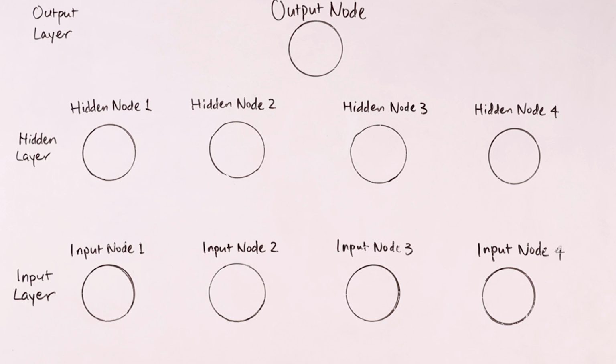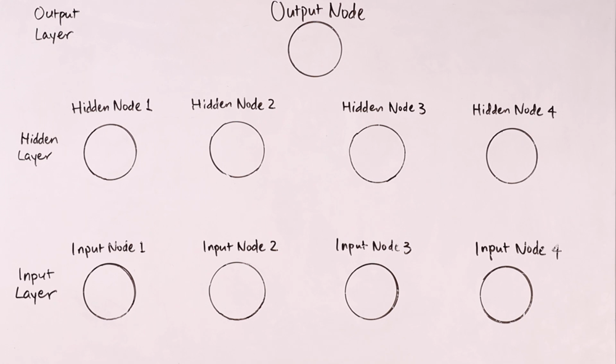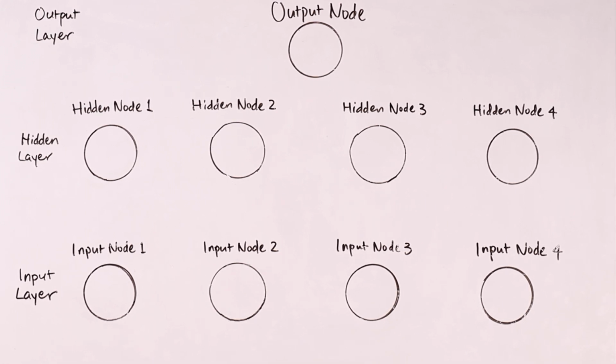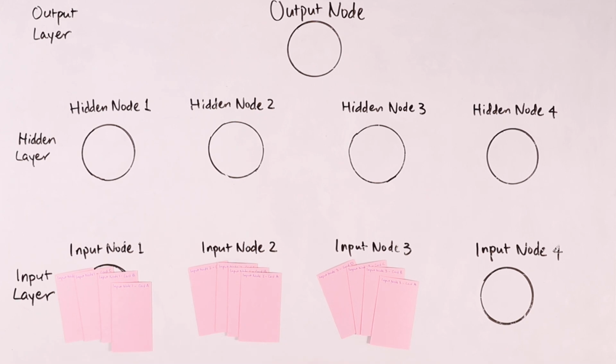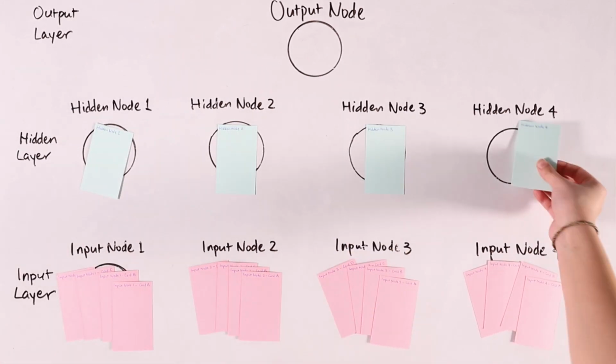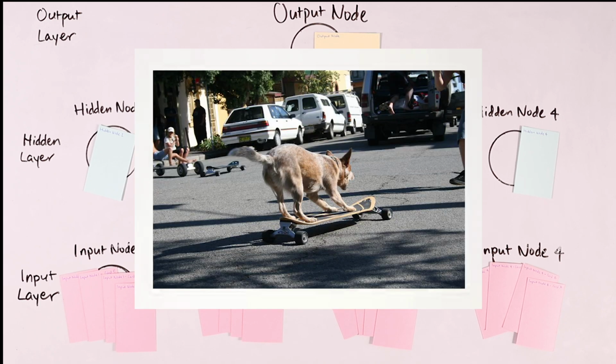To start, arrange the classroom so you have 4 students in the back row, 4 students in the middle, and 1 student in the front. Here we have an example of a group of 9, but anywhere between 6 to 15 people will work. Now let's play. Give the input nodes 4 cards each, the hidden nodes 1 card each, and the output node 1 card. Show the interesting photo to the input nodes, hidden from view from the other nodes.